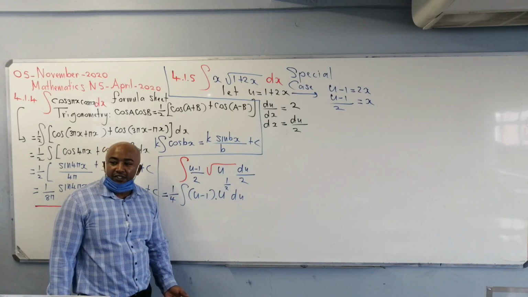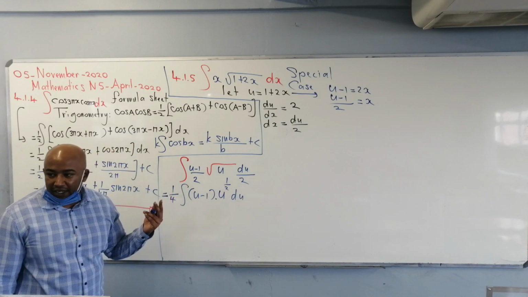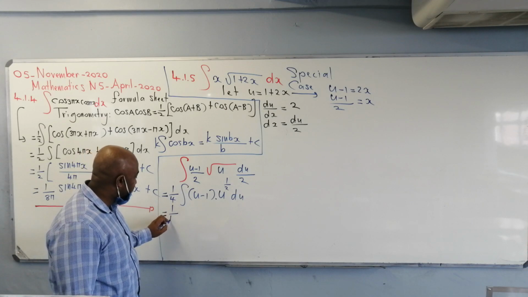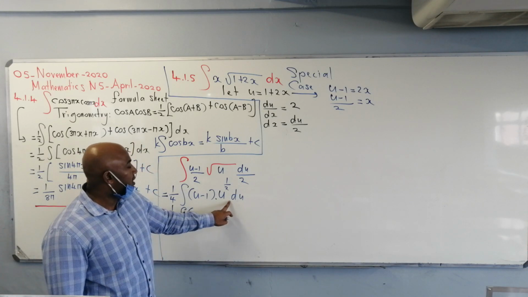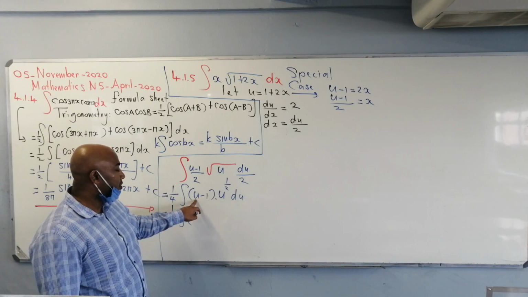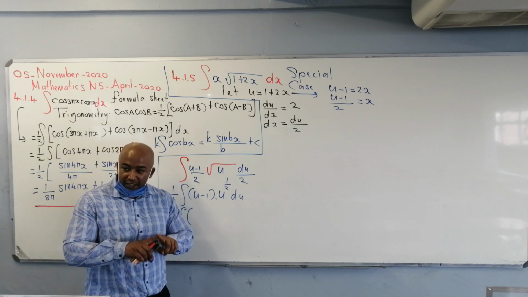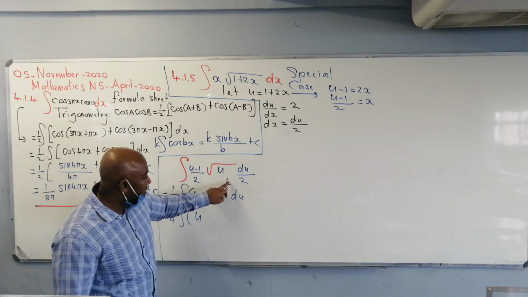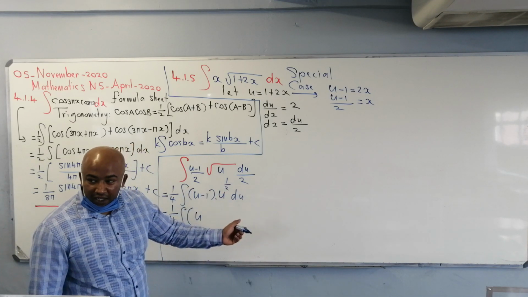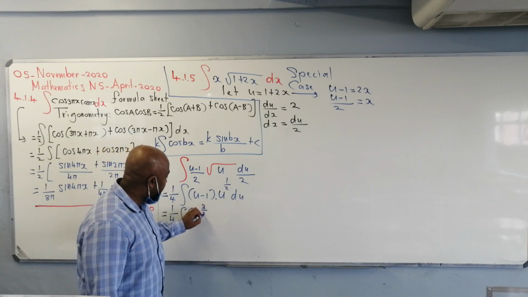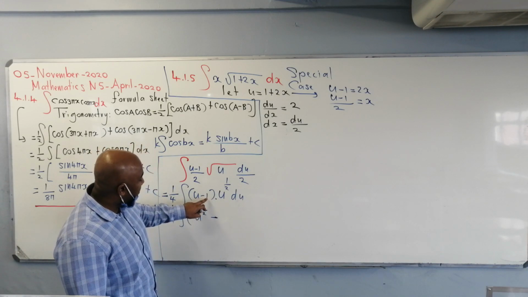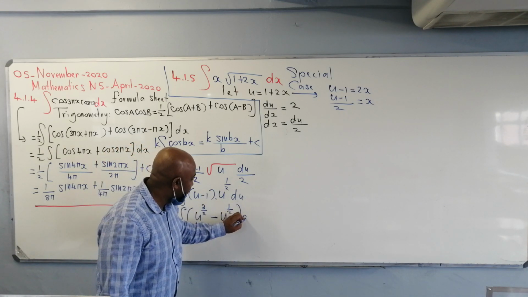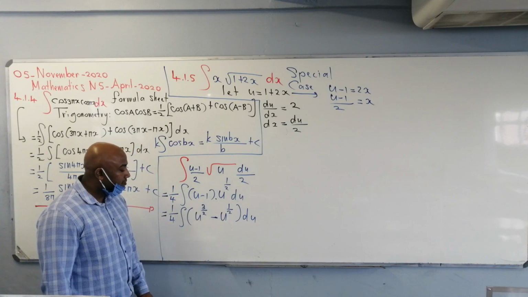Now it's a simple N4 type problem. We need to remove the brackets, use our exponent law, and then integrate. So u to the power half times u. When we are multiplying and the bases are the same, you write down the base once and you add the exponents. 1 plus half is 1 and a half, which is 3 over 2, and then minus 1 times u to the power half is u to the power half du.